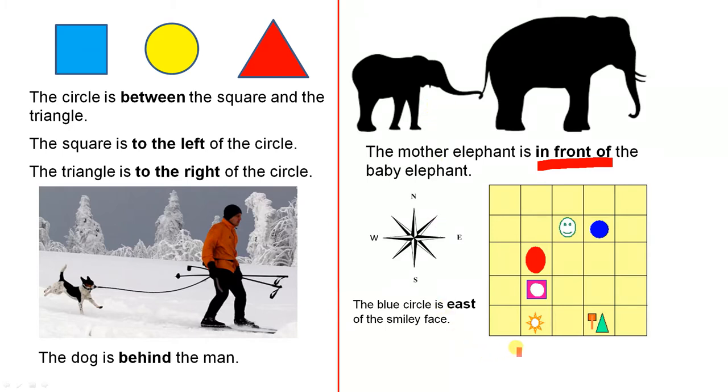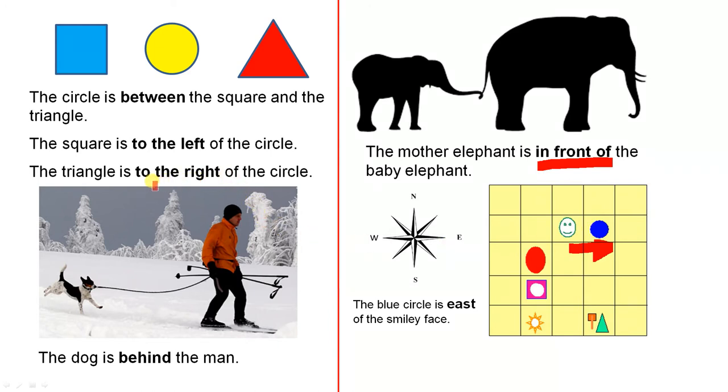Let's finish off with this interesting one here. Now here we have a compass which, as we're looking at the page, let's pretend that's north, south, east and west. We're focusing here on the blue circle. See the blue circle here? Where is the blue circle in relation to this smiley face? Well, one possibility is the blue circle is east of the smiley face, because that direction there from the smiley face is east. But we could use something else, can't we?